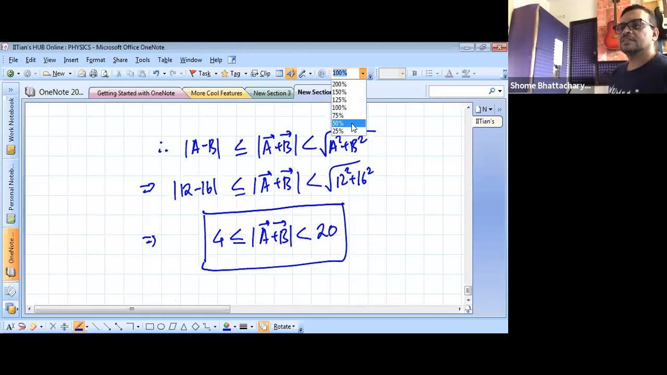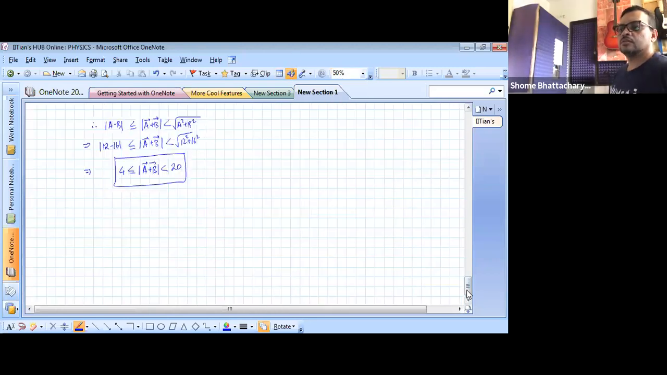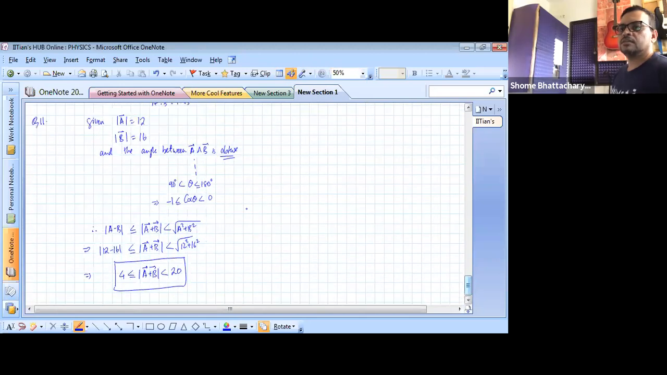So this is basically coming from just applying the condition of obtuse angle on the formula that mod of A plus B is root of A square plus B square plus 2AB cos theta. So now look, what is the minimum possible value of cos theta? -1. So what will be the minimum value of mod of A plus B? No, it won't be -1. It is always magnitude of A and B.